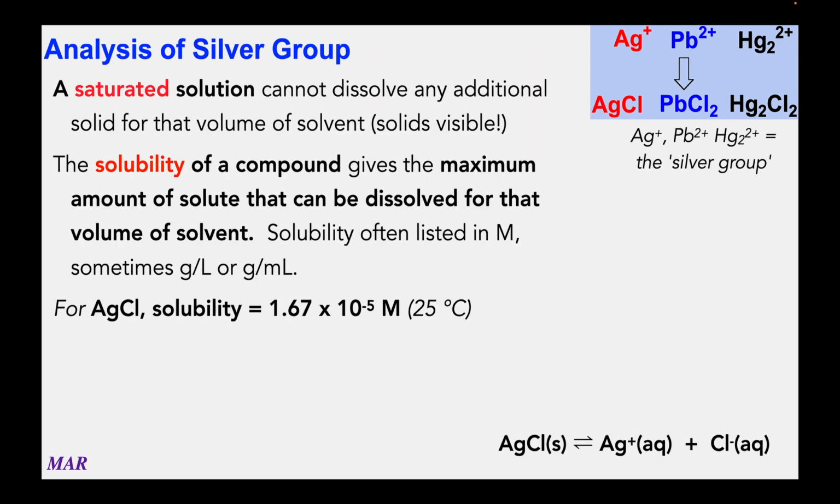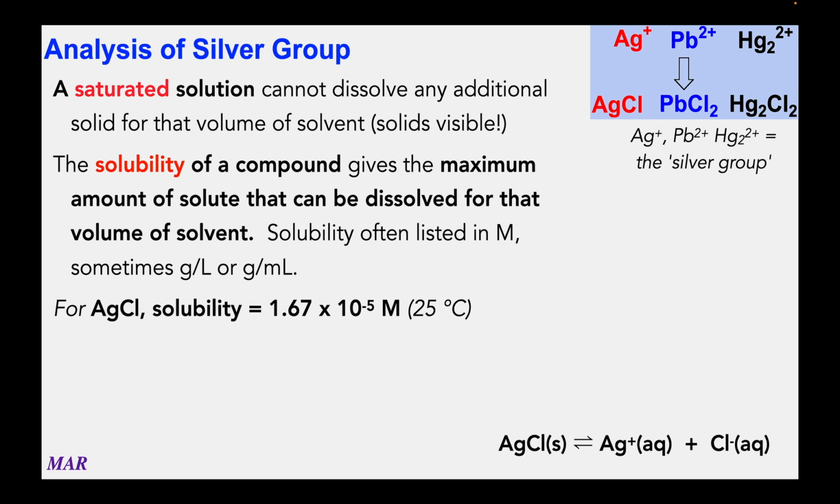A saturated solution is just a solution that cannot dissolve any additional solid, all right? Now, if you increase the volume, you can probably put some more in. And again, you can change the temperature even, but for that temperature and for that amount of volume, you can't dissolve any more solute. So the solubility is just literally the maximum amount of solute that can be dissolved for that volume of solvent.